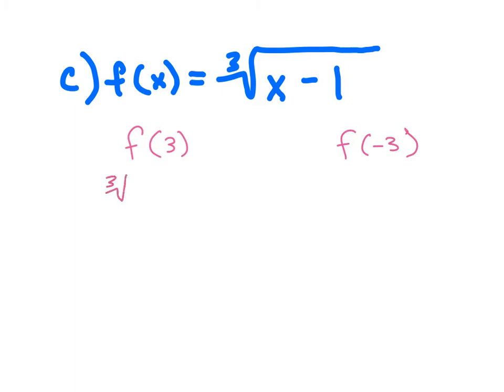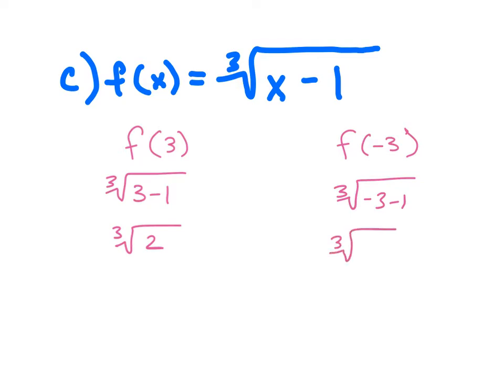So we have the cubed root of 3 minus 1, which would be the cubed root of 2. Then when we plug in -3, we have the cubed root of -3 minus 1, which would be the cubed root of -4. Are these two things the same? No. So would this be even, odd, or neither? Neither.